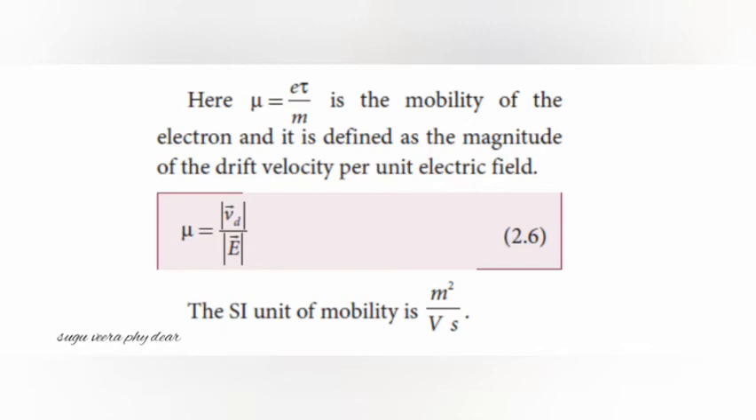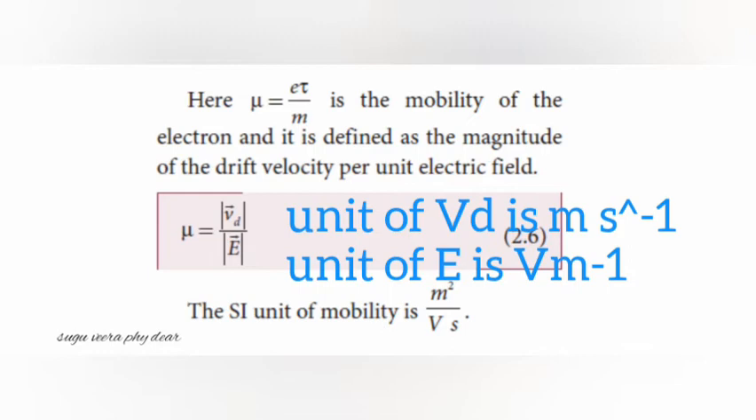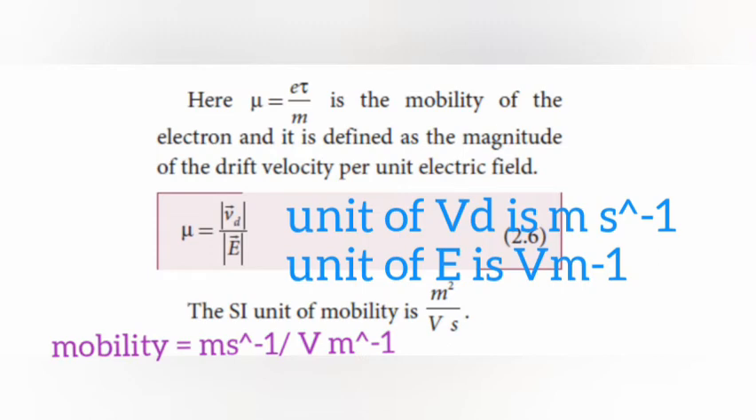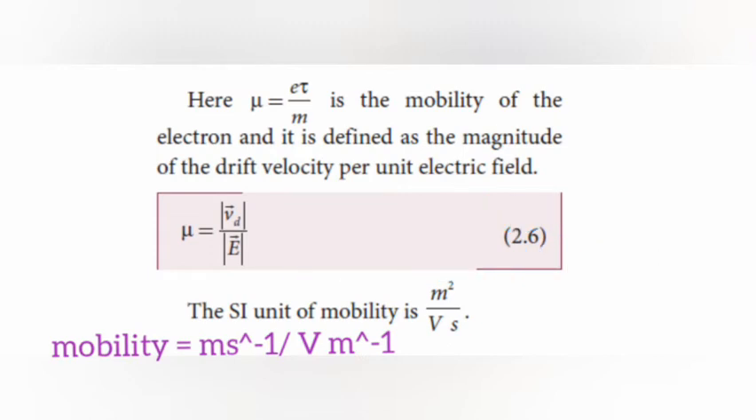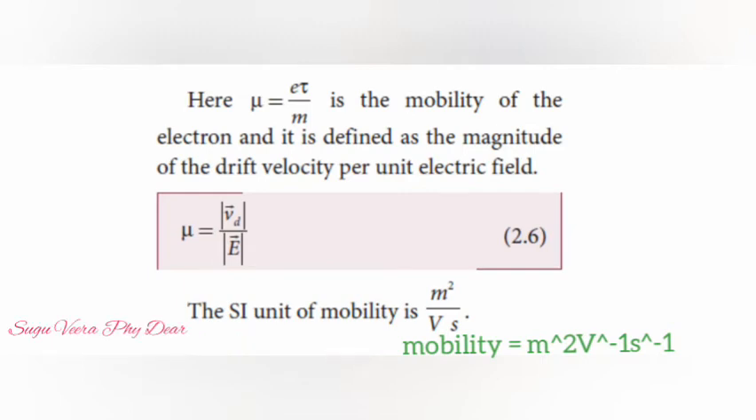The SI unit of mobility is m^2 V^-1 s^-1, or m^2 per V s. How to calculate the unit of mobility? We know the units of velocity and electric field, because the mobility formula is mu = Vd divided by E. The unit of Vd is m s^-1. The unit of E is V m^-1. Substituting both units in mobility, mu = m s^-1 divided by V m^-1. Rearranging this equation, m^2 V^-1 s^-1.